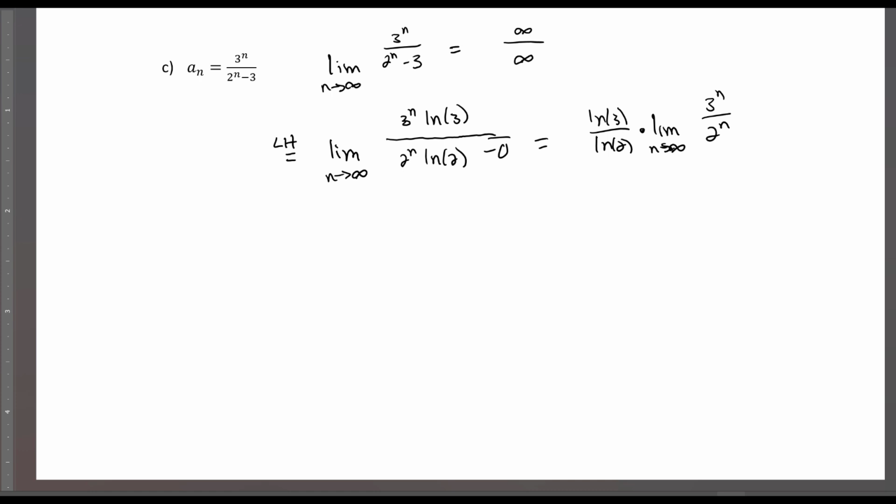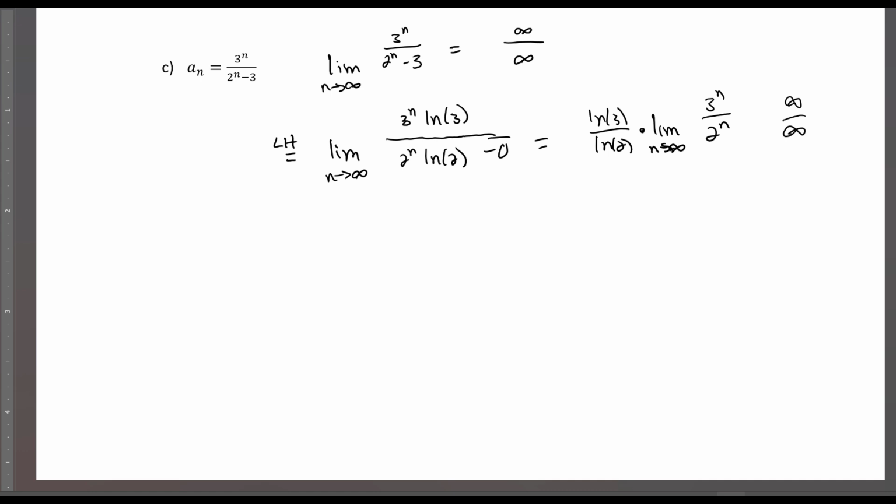Now, if we continue to take this approach of L'Hopital's rule, we're again going to get infinity in the numerator and infinity in the denominator. I'm going to do the derivative again, and again I'm going to get 3 to the n ln of 3 in the numerator and 2 to the n ln of 2 in the denominator. I'm just not going to go anywhere, because the derivatives of exponentials are exponentials.